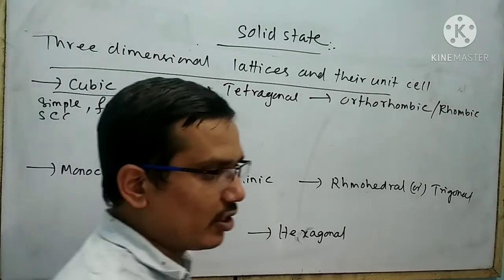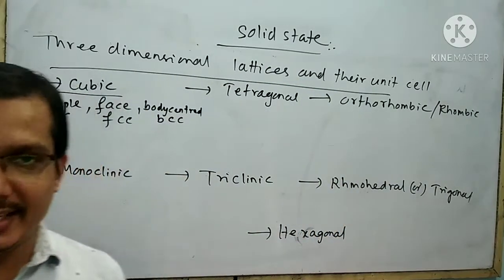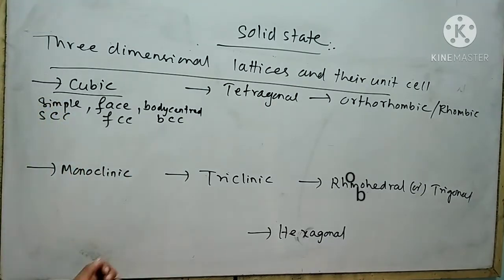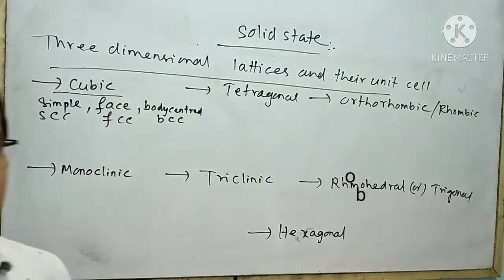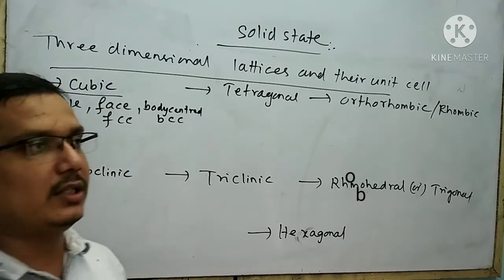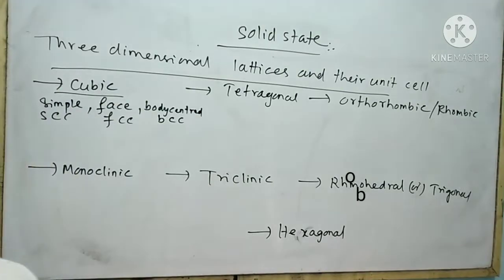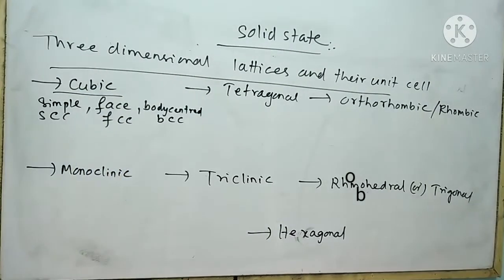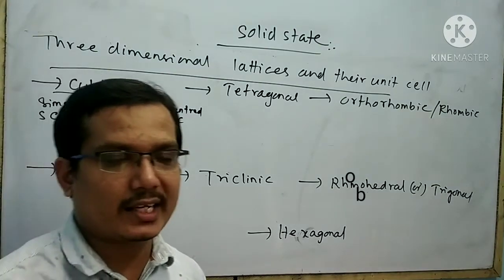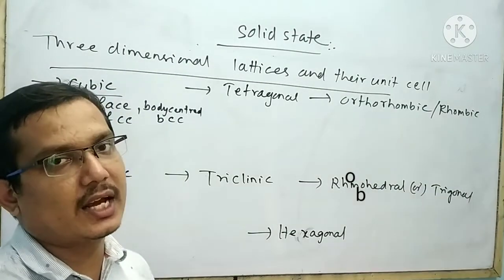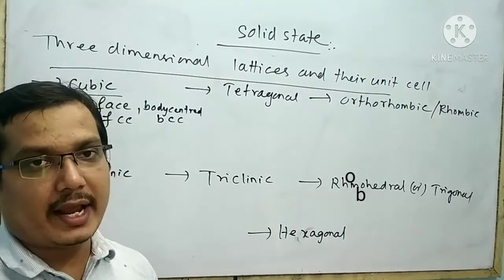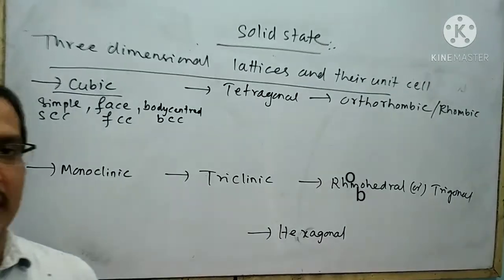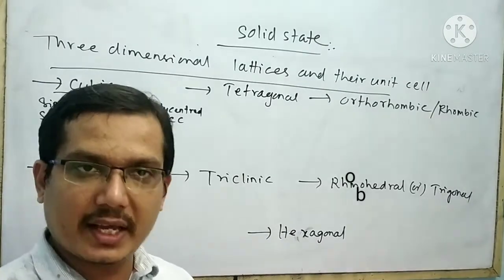Already I discussed the end centroid and edge centroid, but in the case of a cubic unit cell, the edge centroid and end centroid are not possible. This can be possible in other crystal systems, but the concept is the same. Edge centroid means the extra constituent particle must be present at the center of the edge. End centroid means the extra two constituent particles must be present at the center of two opposite faces.